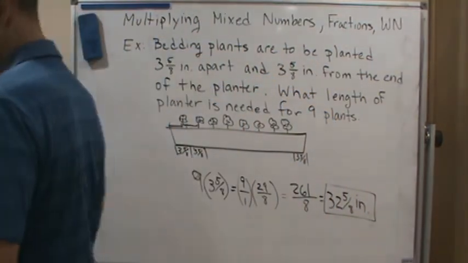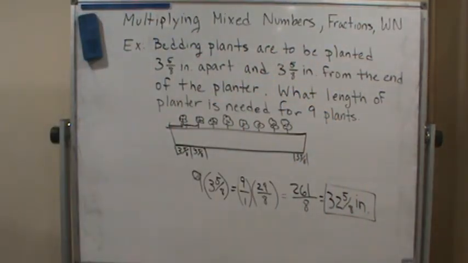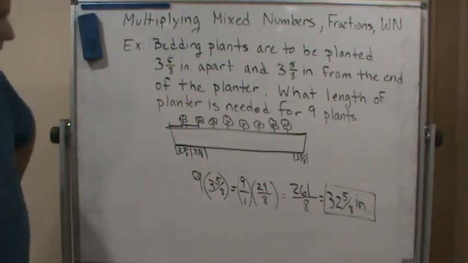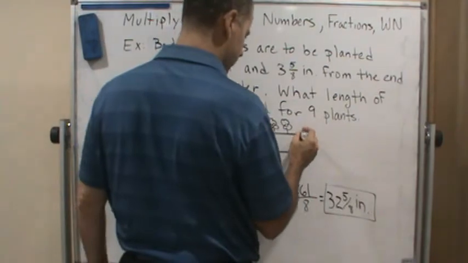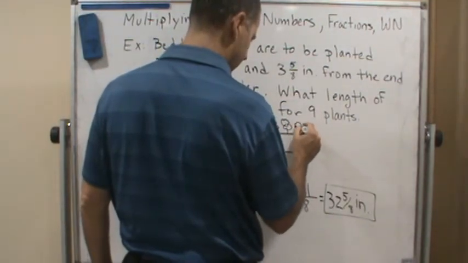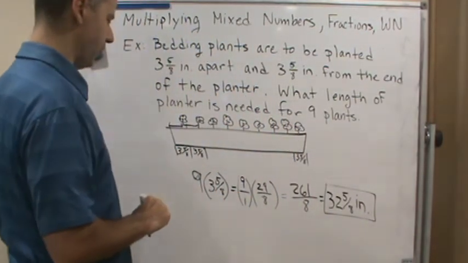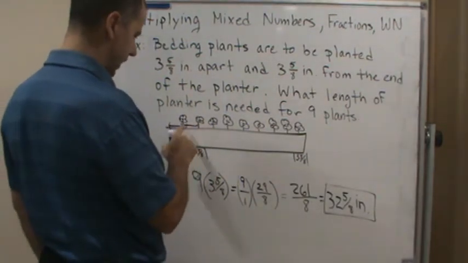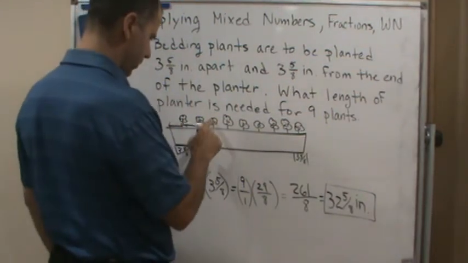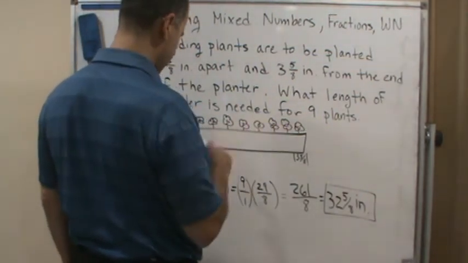And the total length of the planter needs to be 32 5/8 inches. Oh, hold on a second. Oh no, I didn't write enough flowers, guys. I didn't count right. So that's wrong. So that was for 8. All 9 spaces, but I didn't add any flowers. 1, 2, 3, 4, 5, 6, 7, 8, 9. I should have counted my flowers.